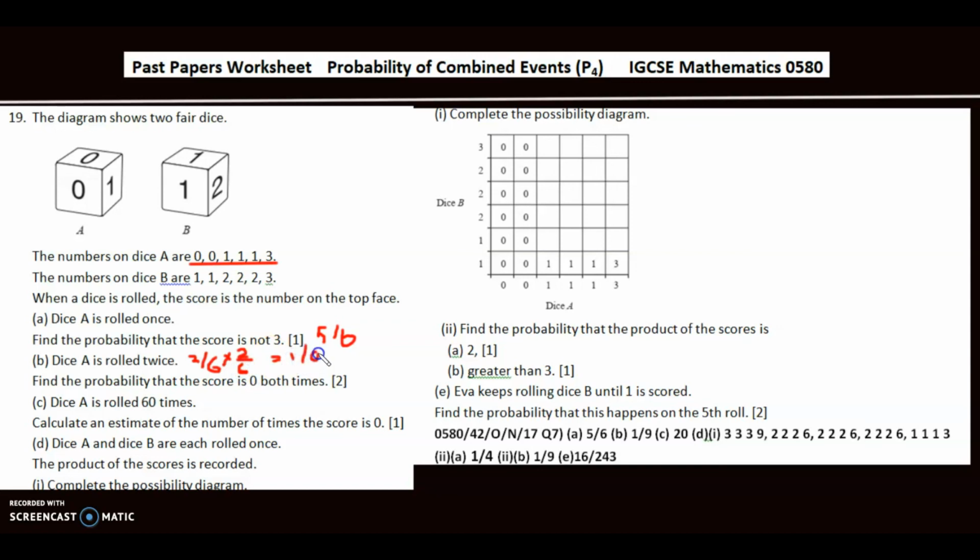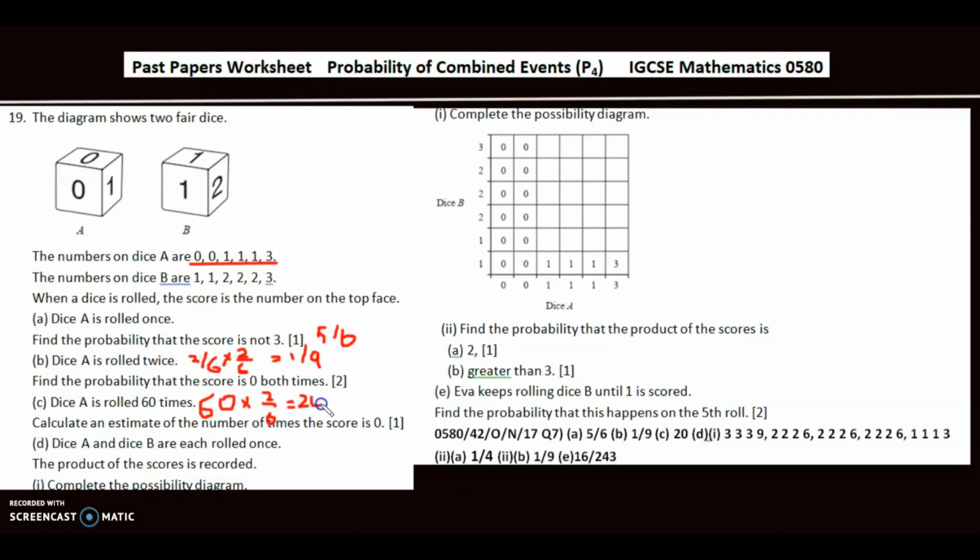Okay. Then we have part C. Dice A is rolled 60 times. Calculate an estimate of the number of times to score a 0. So do we have a probability of getting 0? Yes. Probability of getting 0, whatever that is, multiply it with 60 simply. So probability of getting 0 is 2 upon 6. So the answer would be 20.